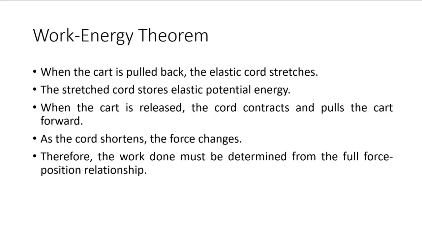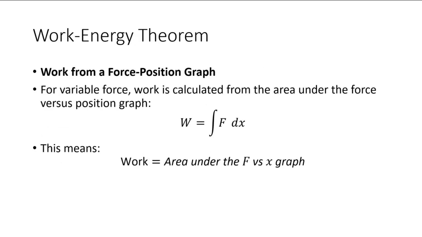Now, to determine the work done by the cord, we must consider the full force-position relationship, not just one force-position value. Okay? Now, for variable force, the work can be calculated from this equation, and the area under the force versus position graph. That means that your W is equal to the integral of the force multiplied by the distance. This means also that your work is equal to the area under the force versus position graph.